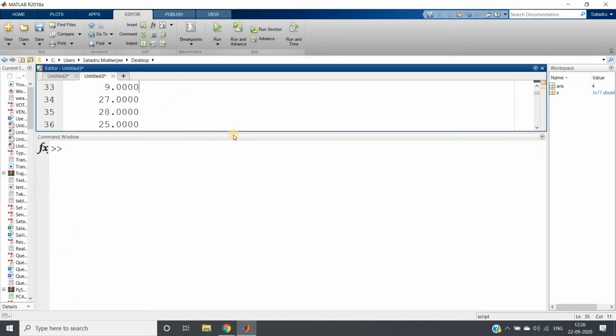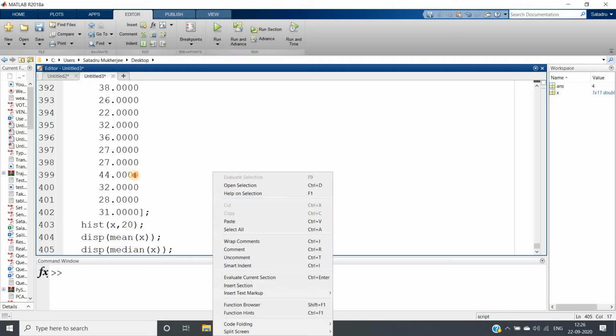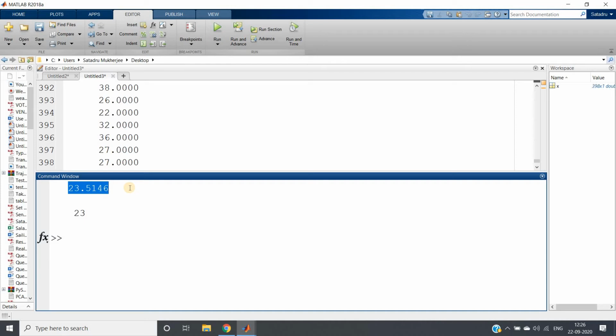Now let me show you whether the same concept applies in this bigger data set or not. I will write display of mean of my data set, and display of median of my data set. Control A and evaluate selection. See what mean and what median we are getting. Mean we are getting as 23.5146, median we are getting as 23, clearly indicating mean is greater than median, or median is lesser than mean.